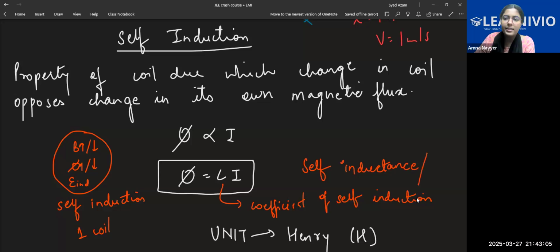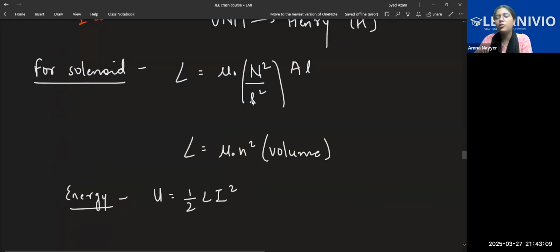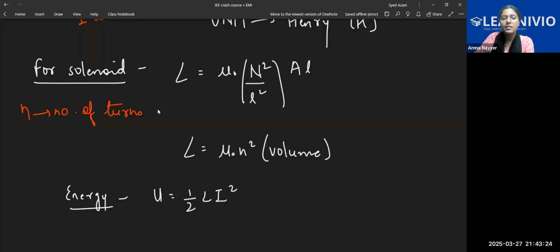Self-inductance. Unit is Henry. Now, for a solenoid, remember the formula: L is equal to mu naught N square by l square into A l. So N square by l square means small n. What is small n? Number of turns per unit length. And when we're talking about capital N, it is just the number of turns.